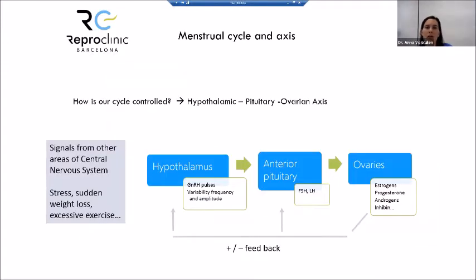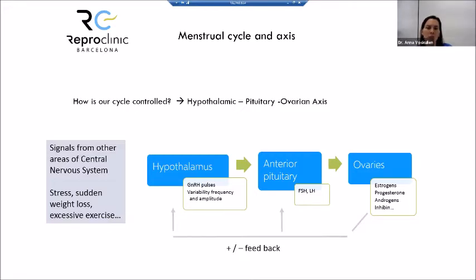And how is our cycle controlled? Because a lot of people ask me, okay, how is my body a clock, or how does it work? So actually, when we have regular cycles, we know everything is controlled by this axis that is called the hypothalamic pituitary ovarian axis. And this is the one responsible for having regular or irregular menses, okay?